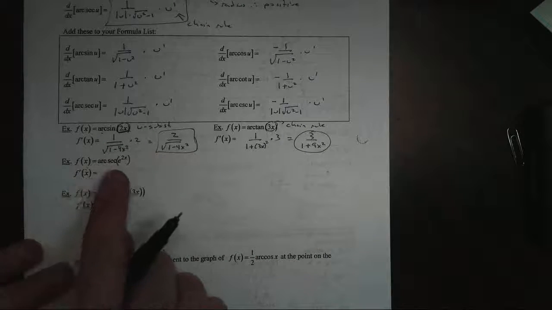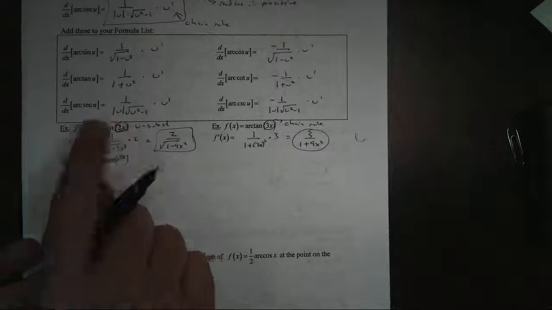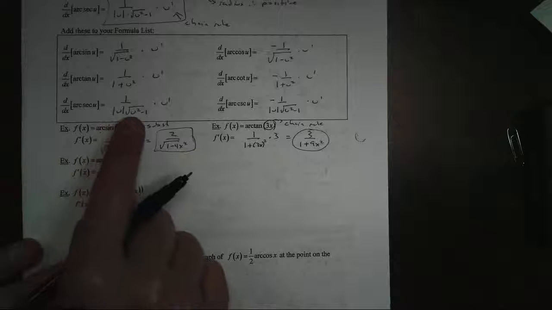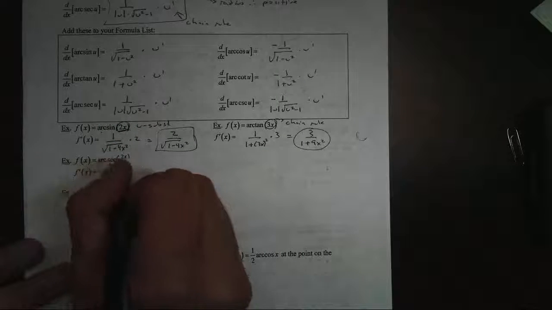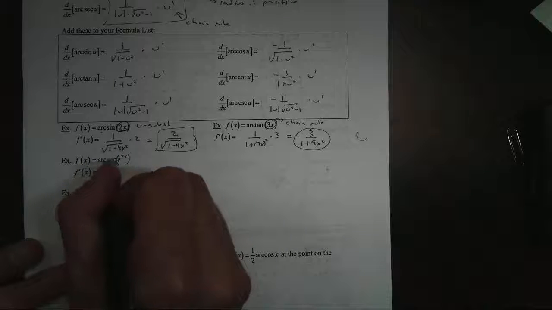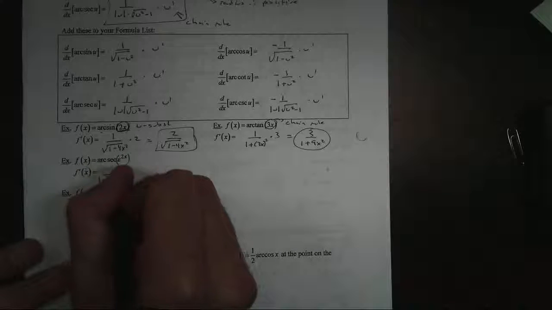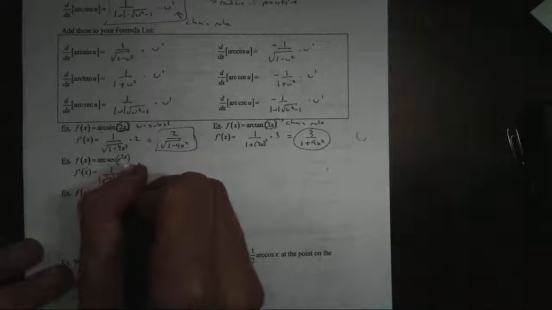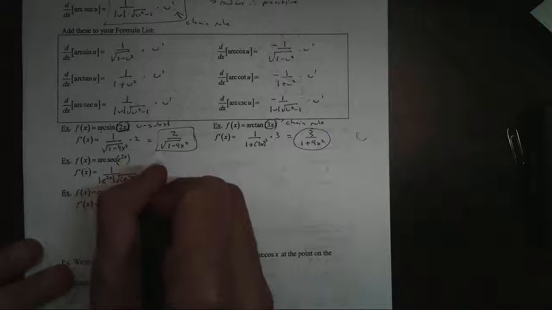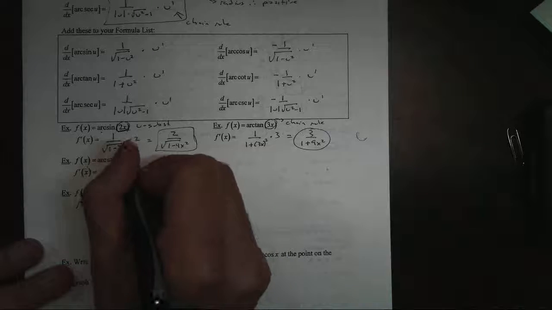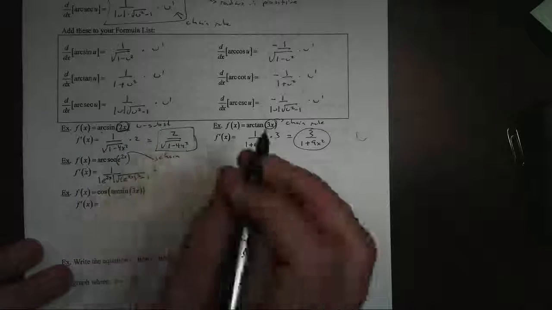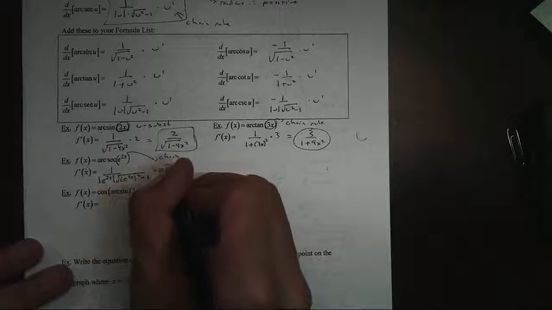Very simple. This is our arcsecant. So my rule is right up here: 1 over the absolute value of u times the square root of u squared minus 1. So I just plug it all in. 1 over the absolute value of e to the 2x times the square root of e to the 2x squared minus 1, times chain rule. Don't forget your chain rule. You're not going to forget it. E to the 2x times 2.